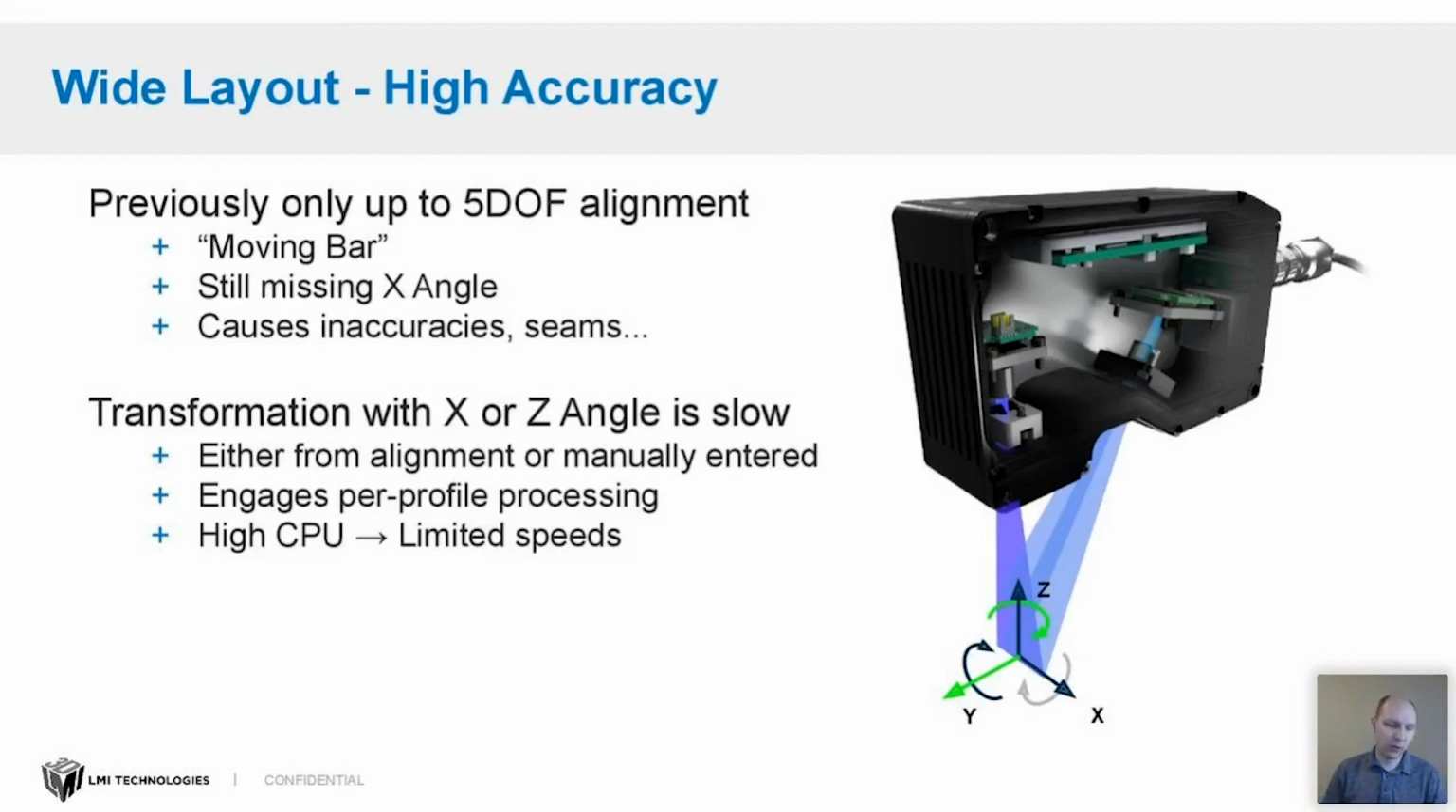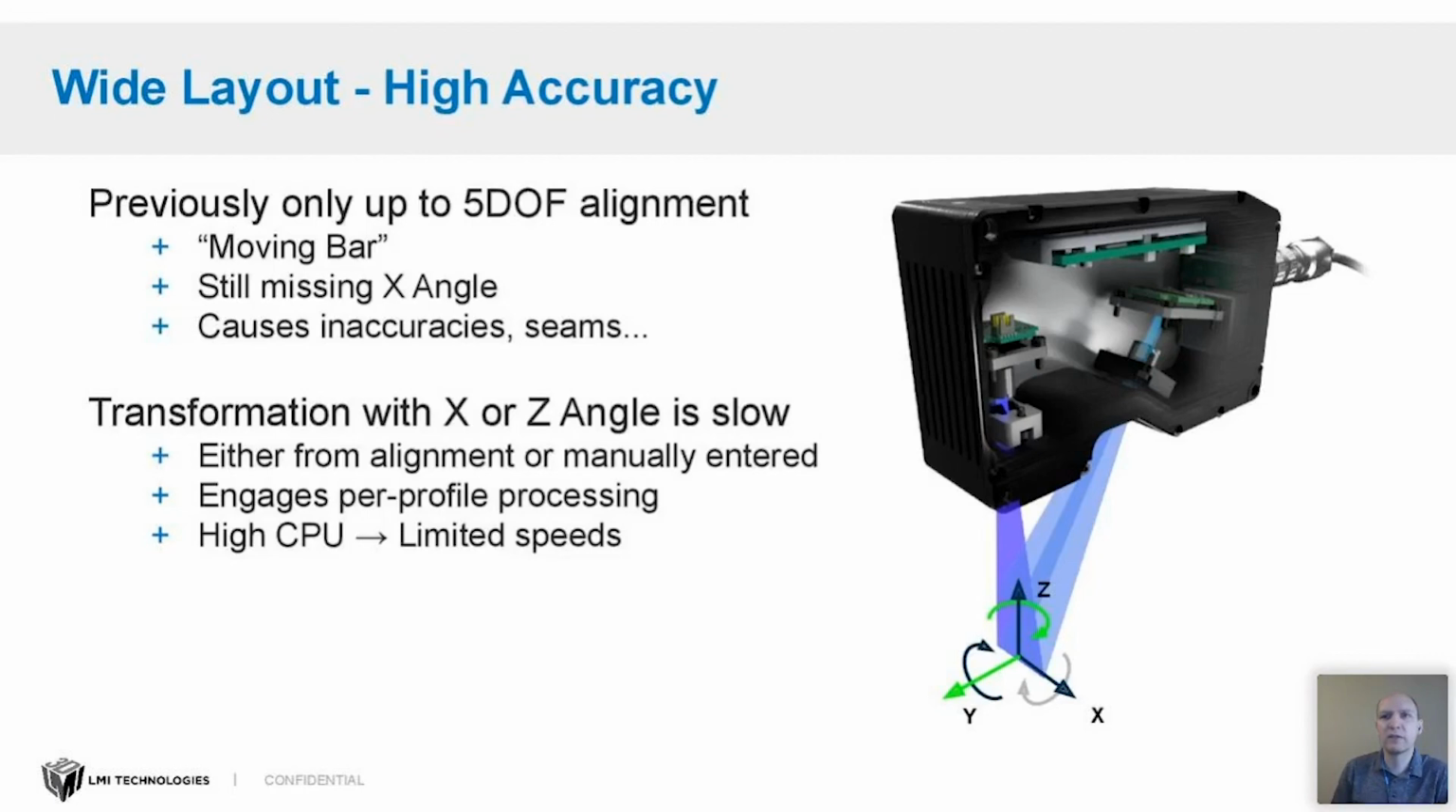I mentioned that for the ring layout, we are adding that capability, and now we're also adding this capability to align for that angle with the wide layout. So without this, you'll see some inaccuracies or seams, specifically when you're looking at micron level comparisons. Usually this X angle doesn't cause too much of an issue, but it will cause issues if you're looking at the micron level and trying to align multiple sensors very, very accurately with each other.